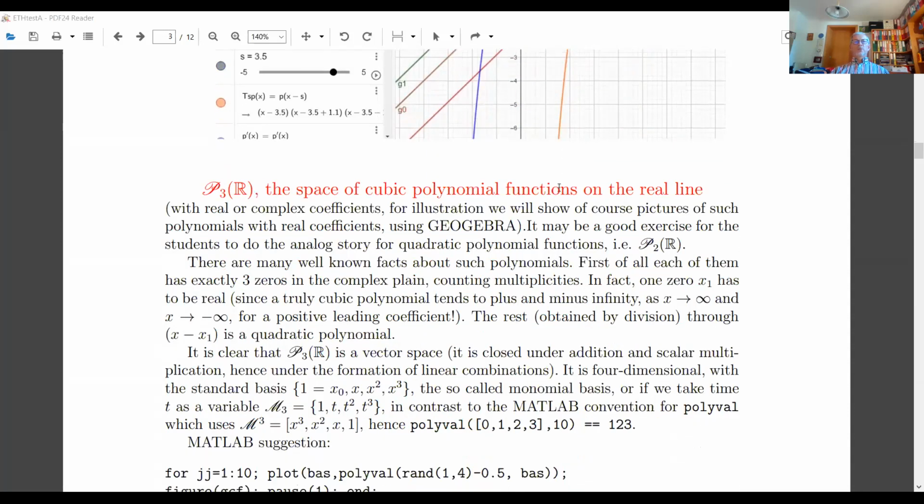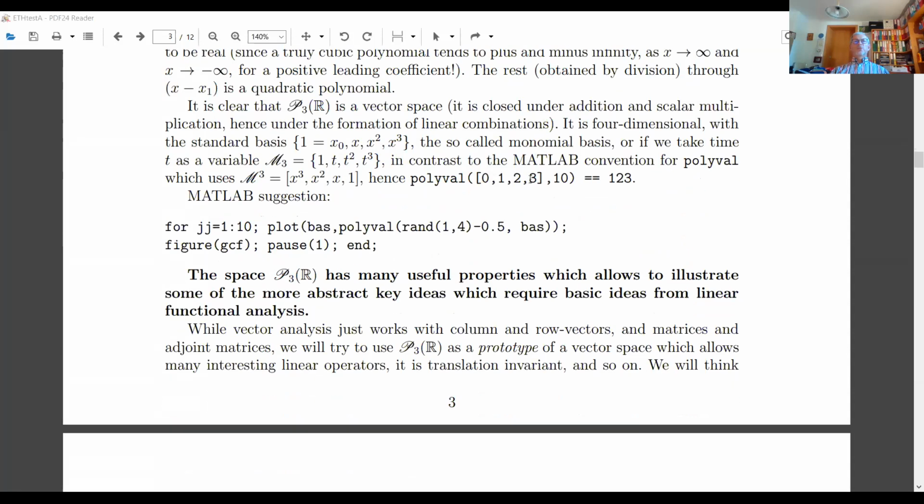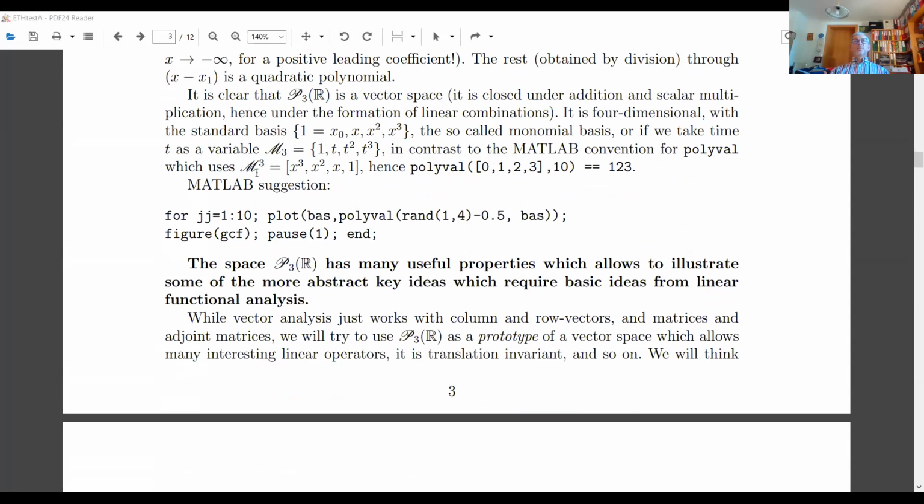So we will work with the space of cubic polynomials and with the MATLAB convention where everything is in decreasing order. This will be important for the description of the matrices that we will look at today, because the first column will contain the information about the output of x to the third power under some of these systems, as I will call them. And the description in the first column will start with the cubic term at the top of the matrix.